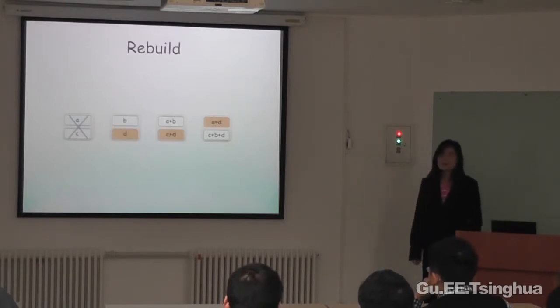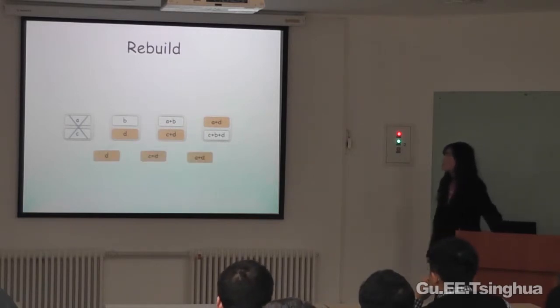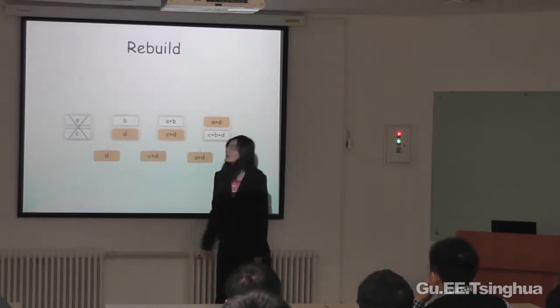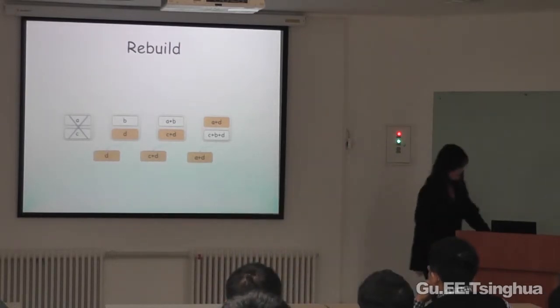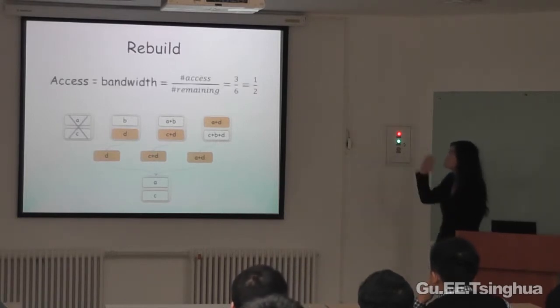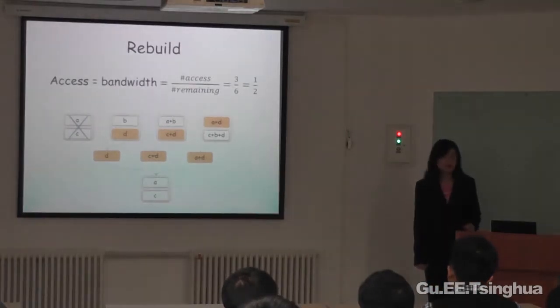So this is the solution. You can actually read only 3 elements. From these 2 you can get A, and from these 2 you can get C, right? So in this example, the access is equal to bandwidth is equal to only 1/2.